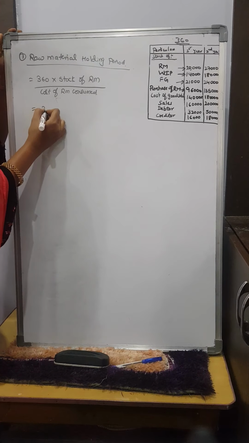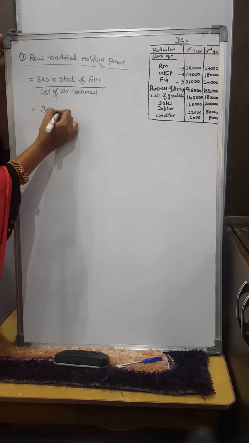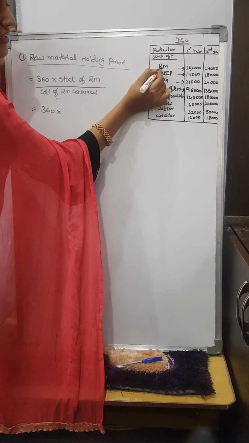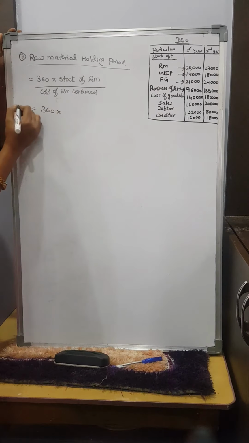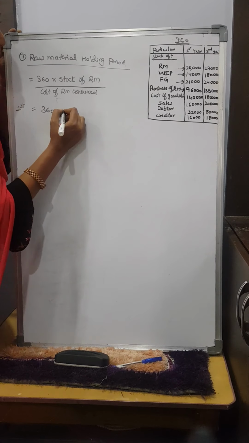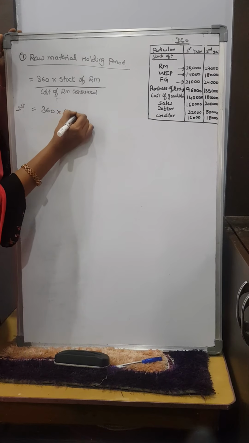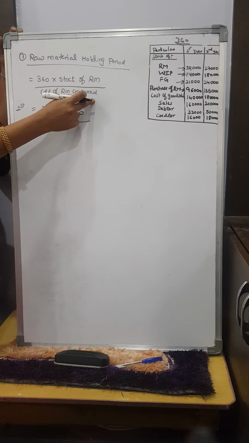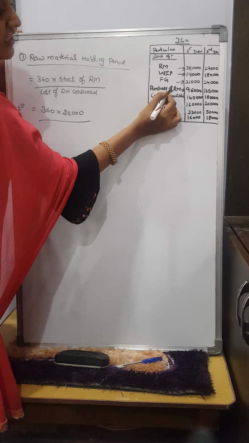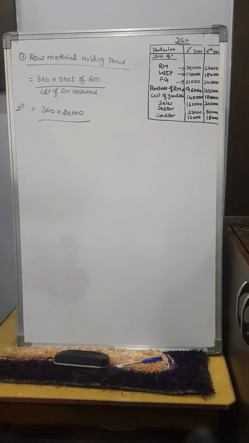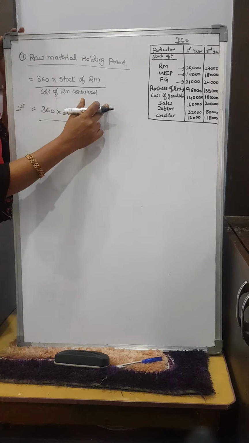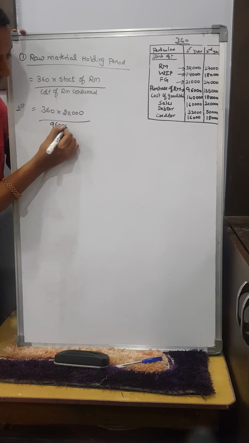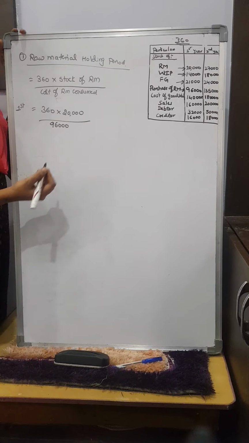So what is the data given? Stock of raw material for the first year. I am calculating for the first year first. First year it is 20,000. For cost of raw material consumed, we need to take the purchase of raw material, the amount which you have already paid for the purchase of raw material. Same thing will be your cost of raw material consumed. So I will be taking 96,000. This is for the first year.